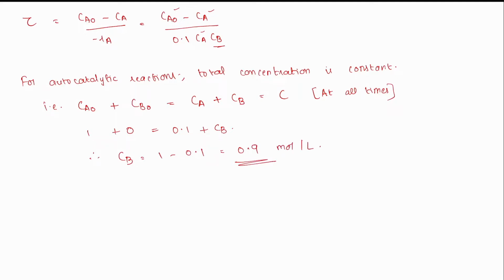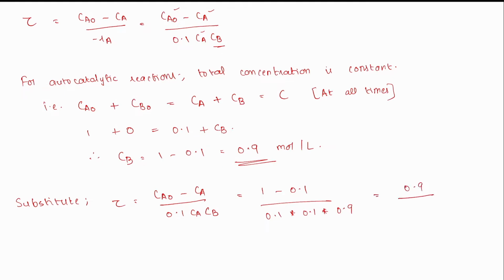Now we have all the values required for the design equation. Substitute all the values in the equation. Tau is equal to Ca0 minus Ca by 0.1 CaCb. Now we just have to substitute all the values here and we can find tau. So tau will be 0.9 by 0.1 into 0.1 into 0.9, and that will be equal to 100 seconds. Thank you.